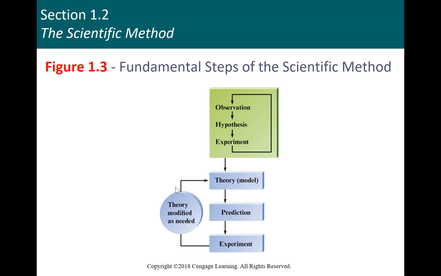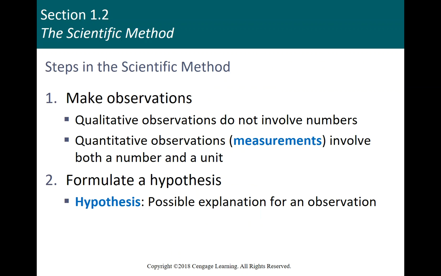But then if the experiment supports your hypothesis, you can come up with a theory, and you can make a prediction and do more experimentation. And that theory is going to continue to be modified as technology improves and ways of thinking improve. So going back to those steps, to make observations, you can make two different types of observations.